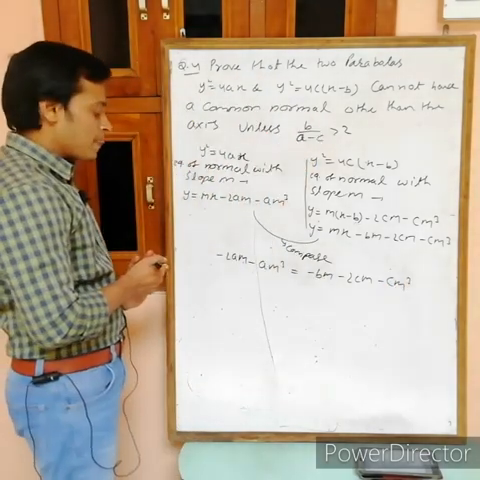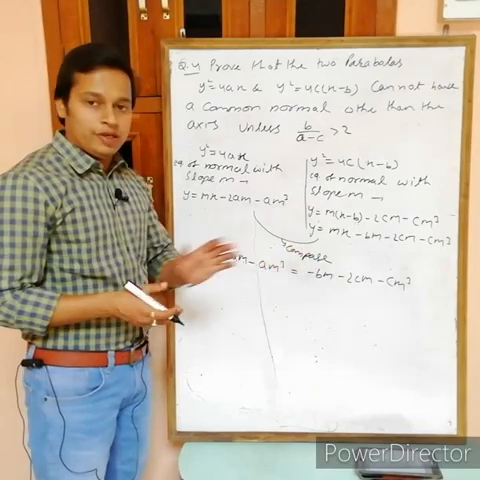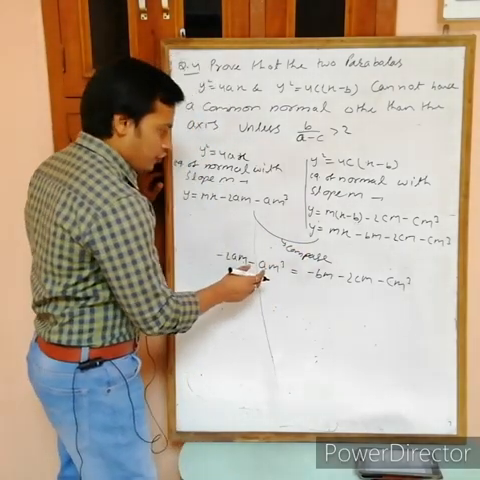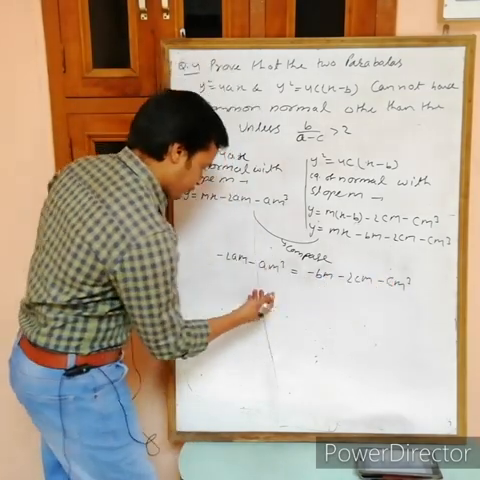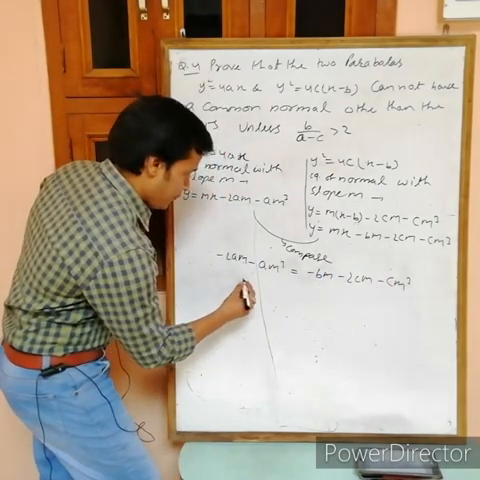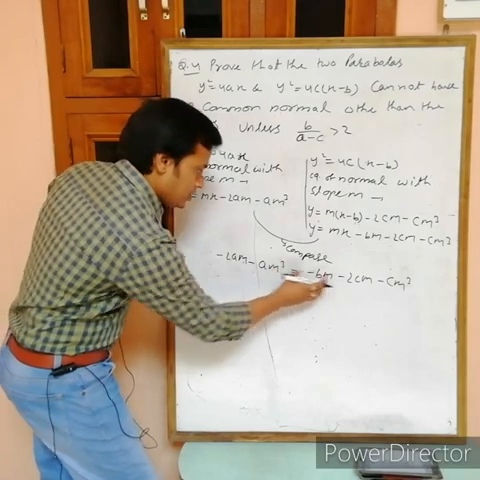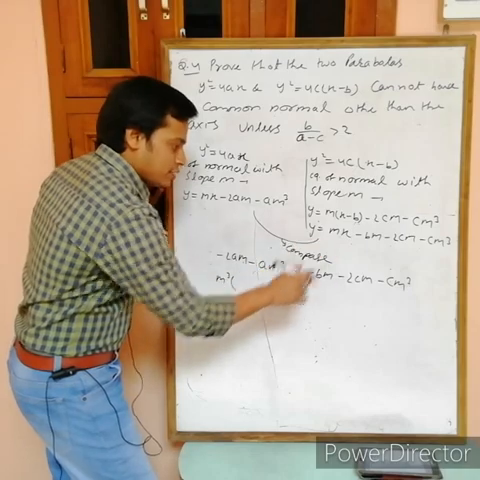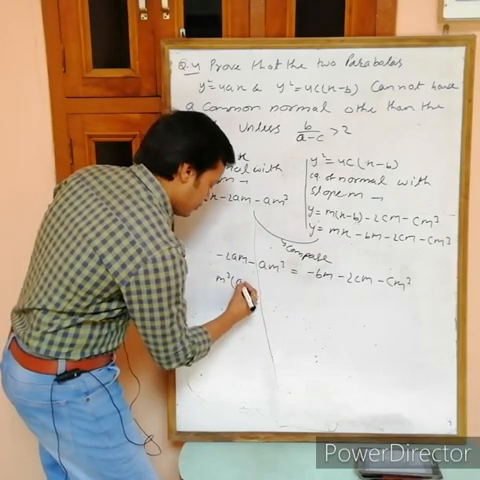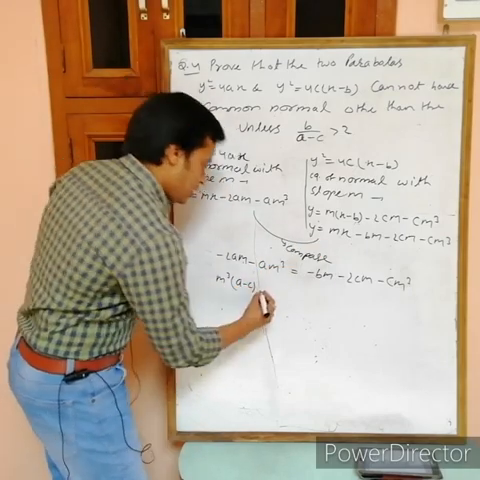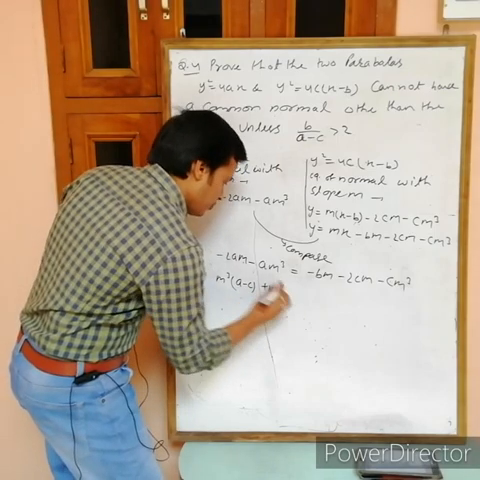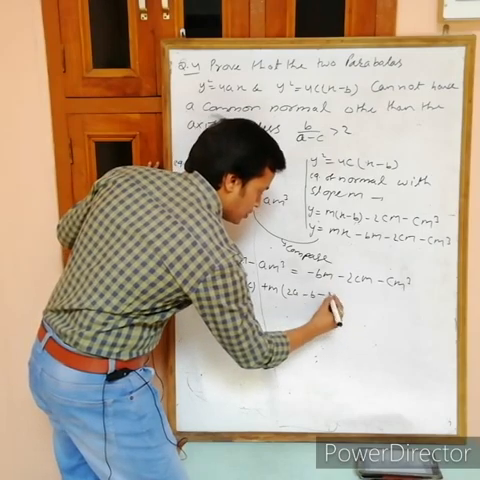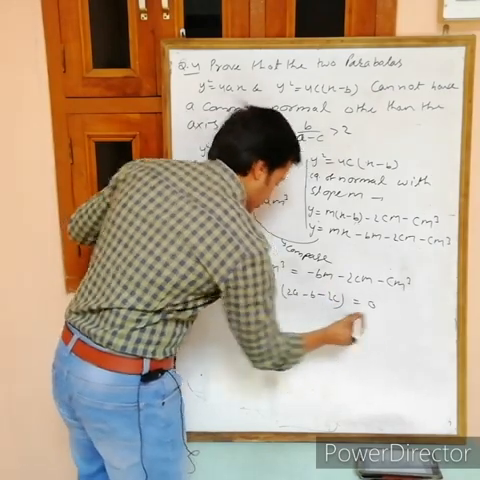Now minus will be cancelled out on both sides, and write all these terms on this side. If you take common m cube, after minus cancellation, what will we get? a minus c. And also we can take common m, then what will you get? 2a minus b minus 2c, equals 0.